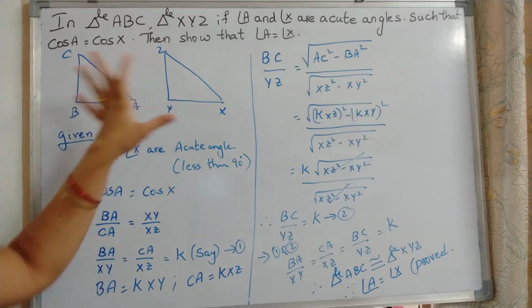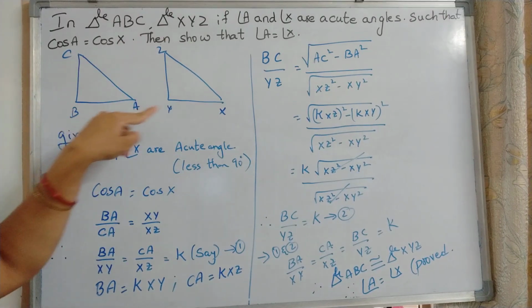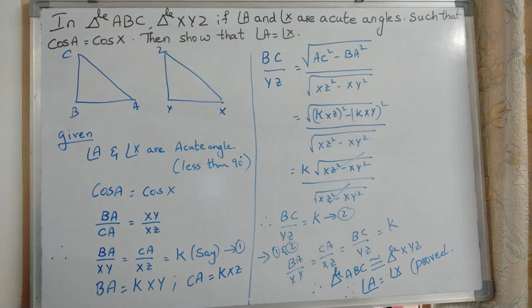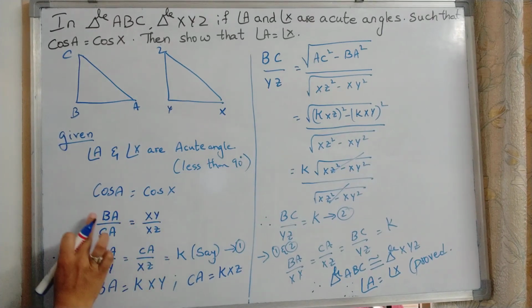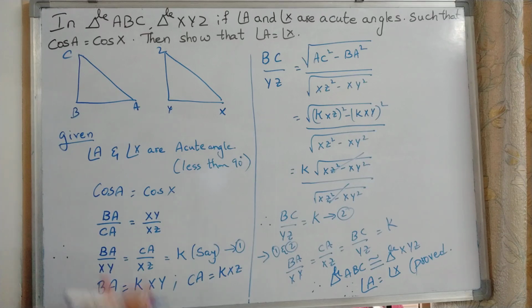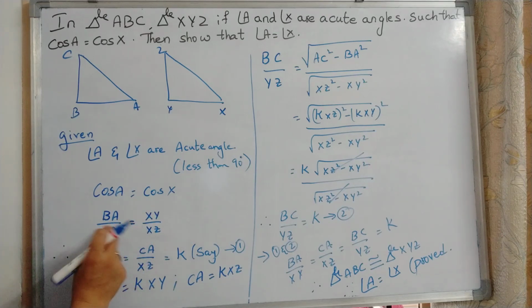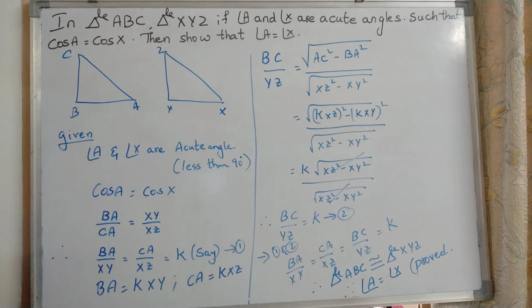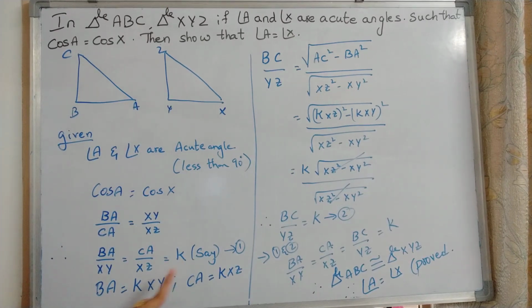That means as I am comparing two triangles, I wrote BA by XY. Okay, and you know, however, when we write like this, BA is equal to XY, CA will be equal to XZ, yes or no? So that is why I wrote them in this way. BA by XY is equal to CA by XZ is equal to, say, suppose a constant. And then from here I derived BA is equal to kXY and CA is equal to kXZ.